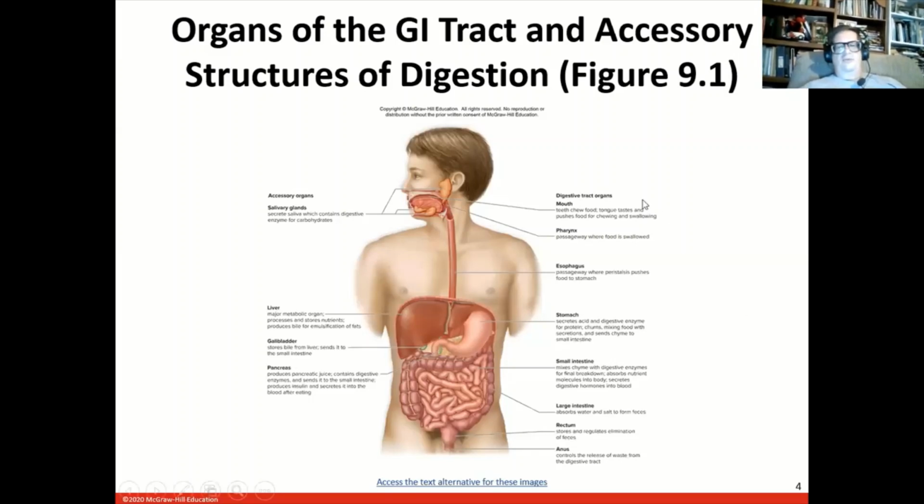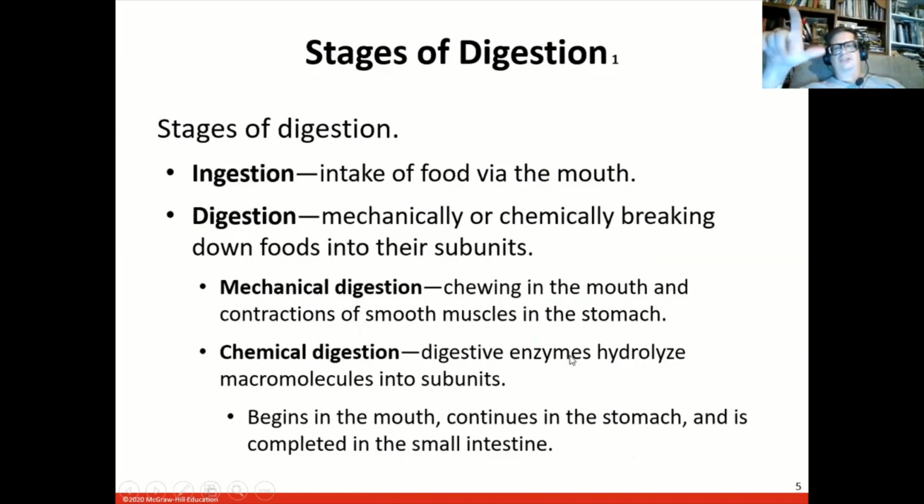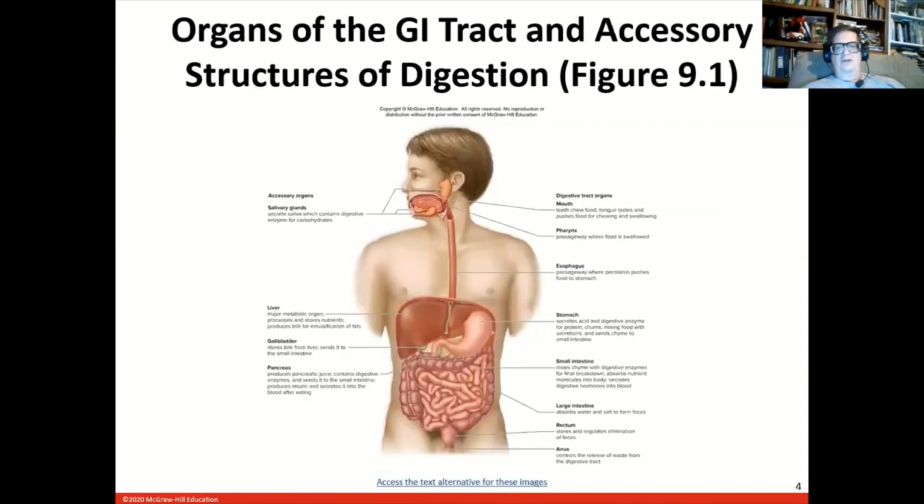All right, here's a list of organs. On the right side of this picture, you see digestive tract organs. There's nothing there surprising. Mouth, pharynx, esophagus, stomach, small intestine. There are 3 parts you're going to need to know: the duodenum, the jejunum, and the ileum. And I want you to know that most of the digestion happens in the duodenum. Some people say duodenum. Don't really care which way you say it.